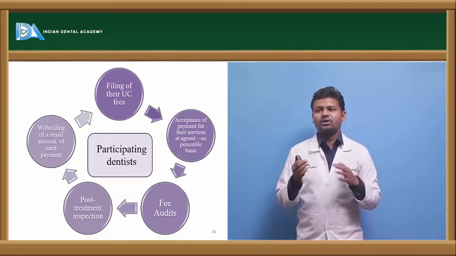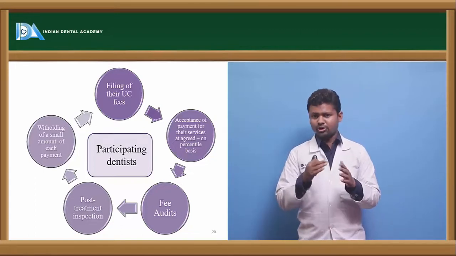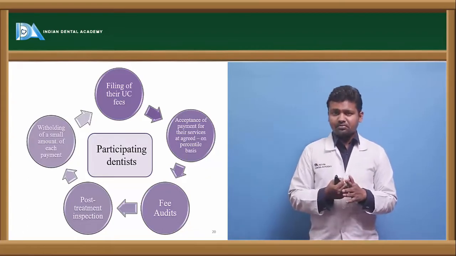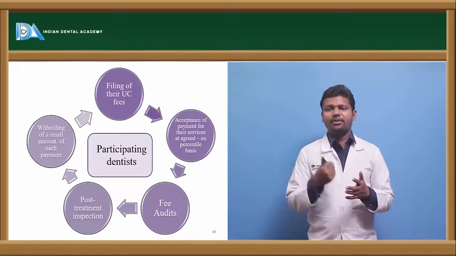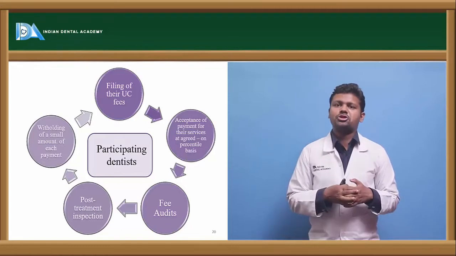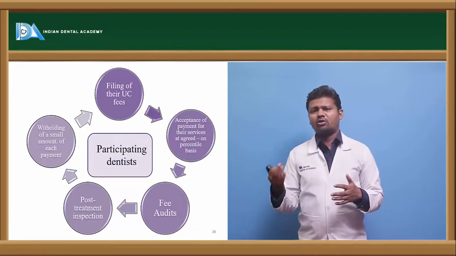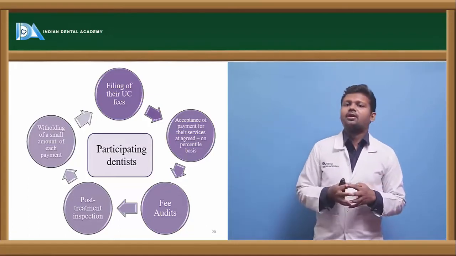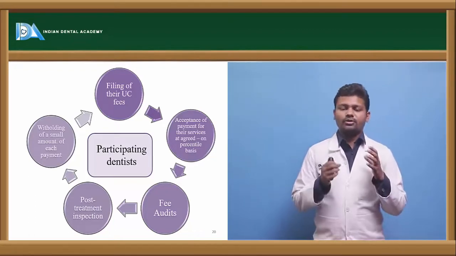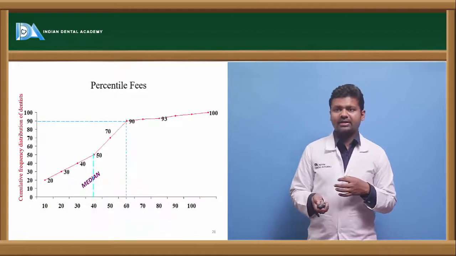Next, the acceptance of payment for services on an agreed percentile basis. The percentile basis plays a very important role for the participating dentist in this Delta Dental Plan. On the basis of percentile, they will be reimbursed. Next is fee audit; the members of Delta Dental Association will do a fee audit regularly. Then there is post treatment inspection, as in our colleges and everywhere, and the Delta Dental Plan Society members will withhold some of the payment to the dentist.